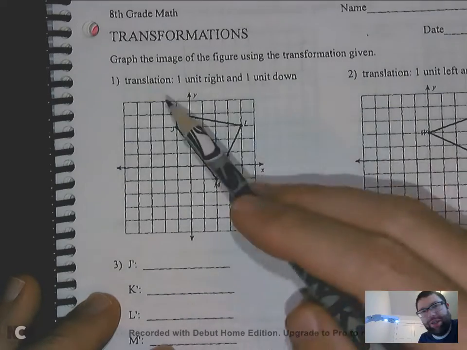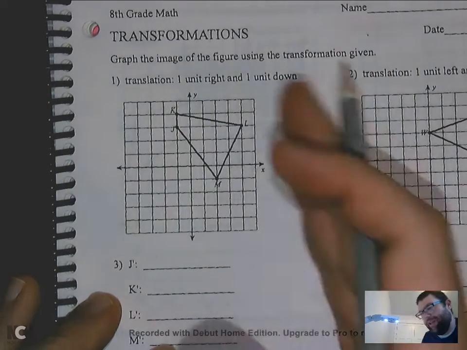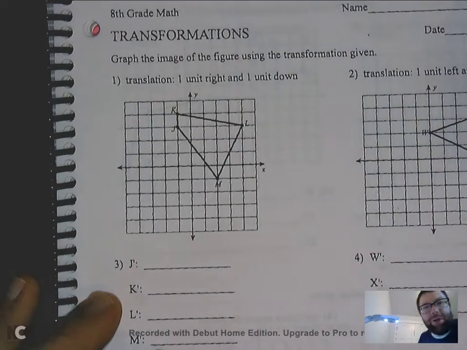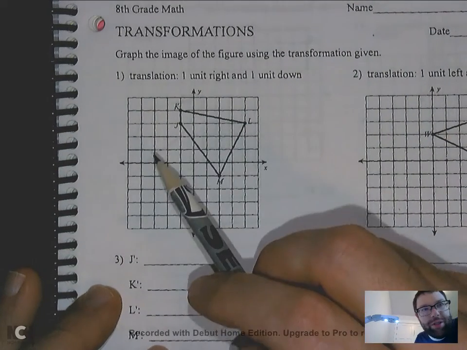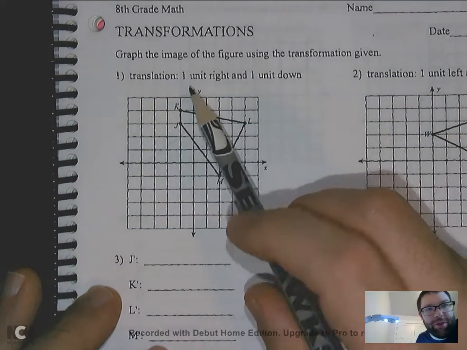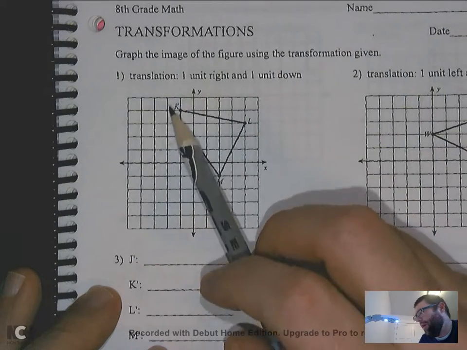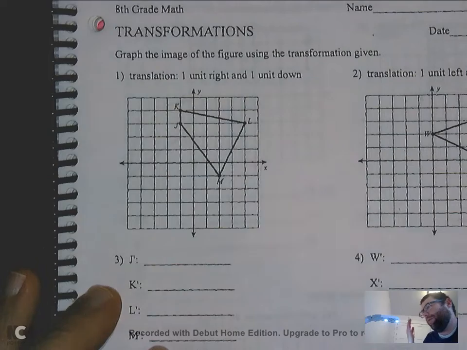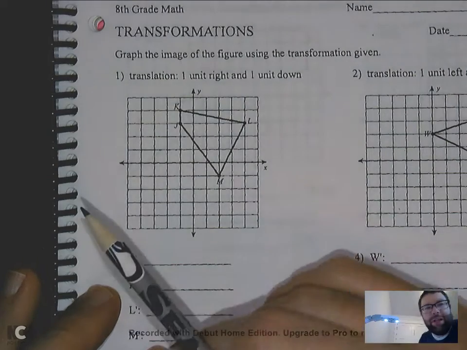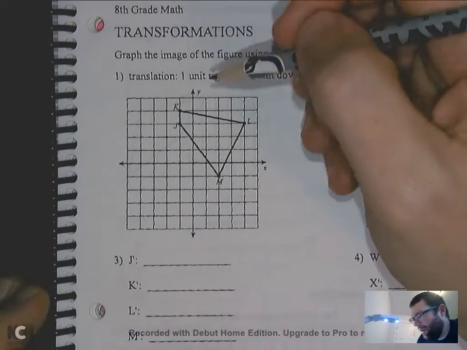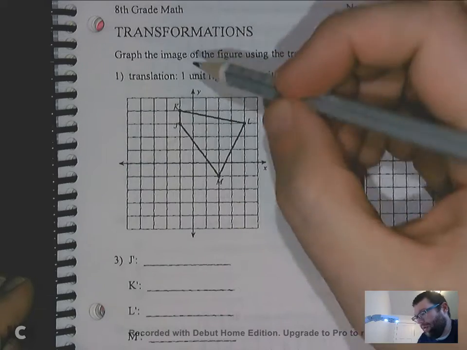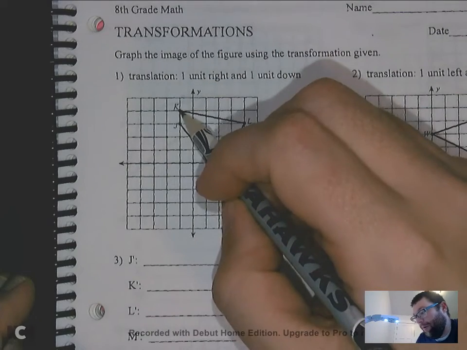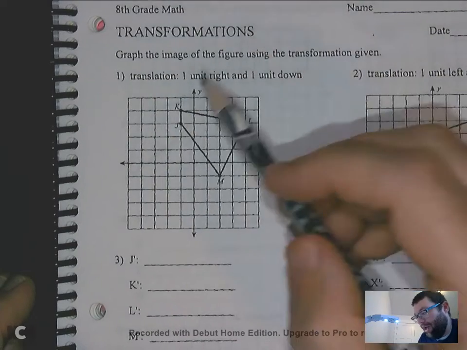So this first transformation is translation. This is where you slide the shape along the graph, right? And it'll describe what it wants you to do. Like it might want you to go one right, one down, or one left, 10 up, or whatever. Basically, all you do is just do what it says. You look at each point on your shape and do exactly what it says.